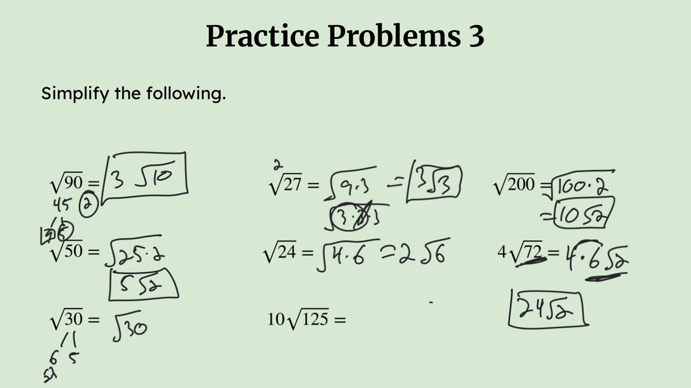125, that's lots of 5's. 5 times 5 times 5. 2 of those come out. Or 1 comes out, 1 goes away. And then there's a 10 out front, so it's 10 square root 5. That's all.